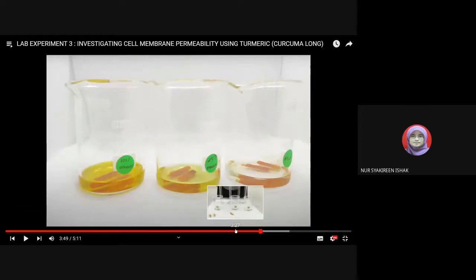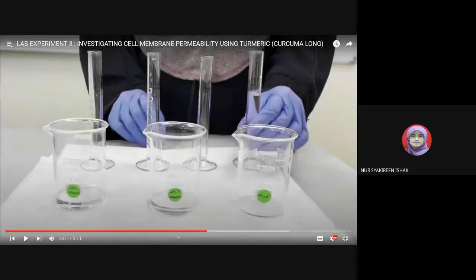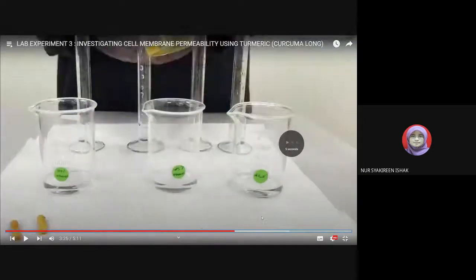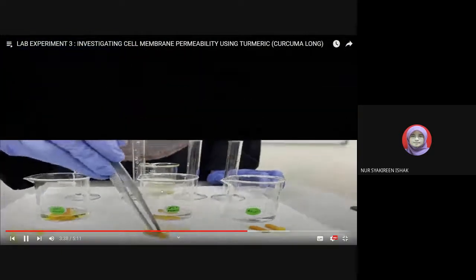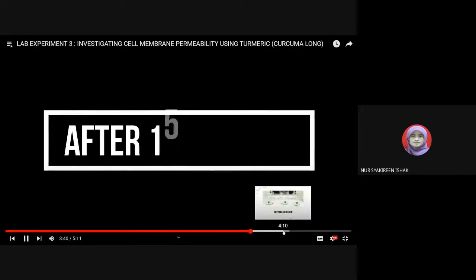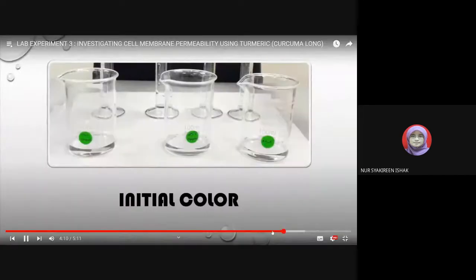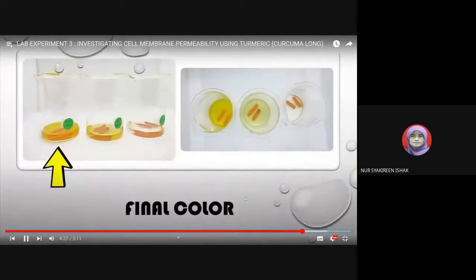Okay, so this is the result that you want. The initial color of the solutions before you immerse the cylinders is clear for all of them. So this is the initial color, all clear. Then you wait for 15 minutes. This is the result that you want to observe, the final color.